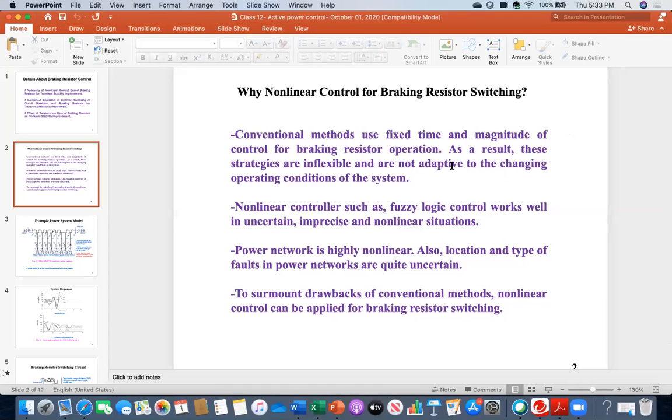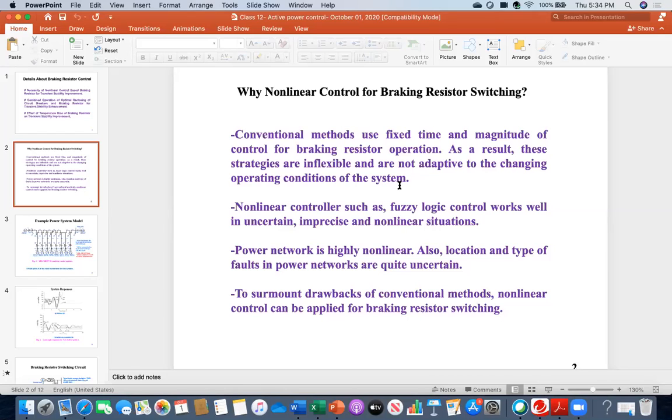This means that there are conventional methods available for the braking resistor, but those are fixed in terms of control magnitude and timing. For example, they can handle only a certain amount of power, or only, for example, 2 seconds or 3 seconds. That is how they are designed. Therefore, those are inflexible and not adaptive to the changing condition.